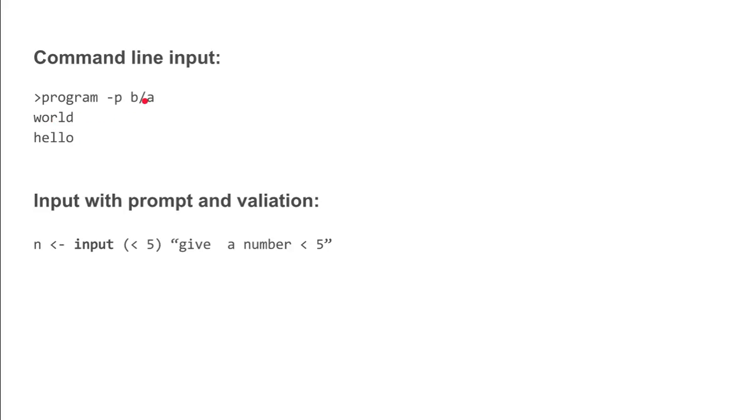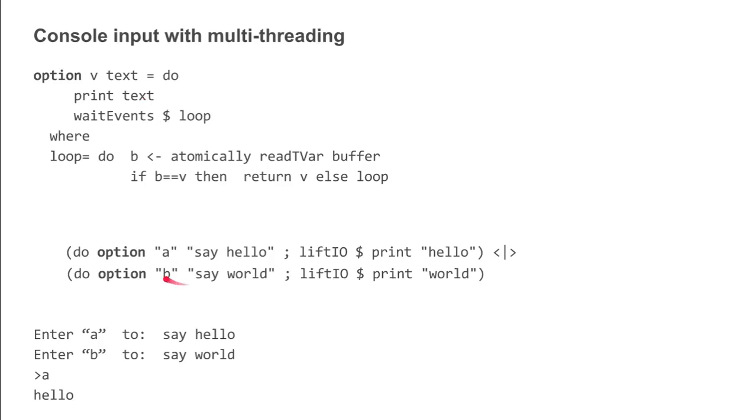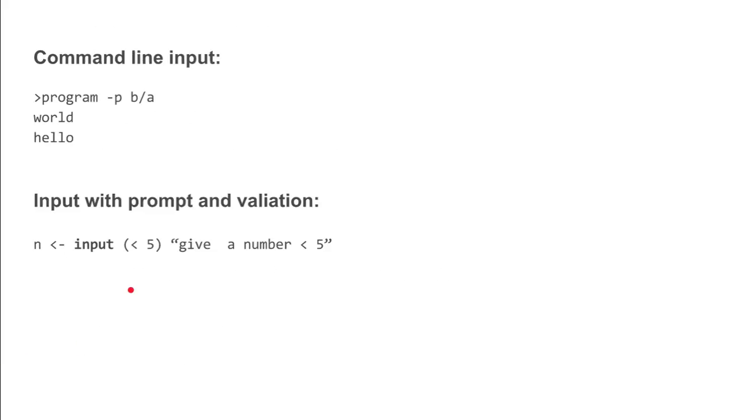Why? Because the first entry is B, and we know that options are executing in parallel in two different threads. So no matter the order, what comes first will be printed first, and the second will be second. So this is the order it prints.